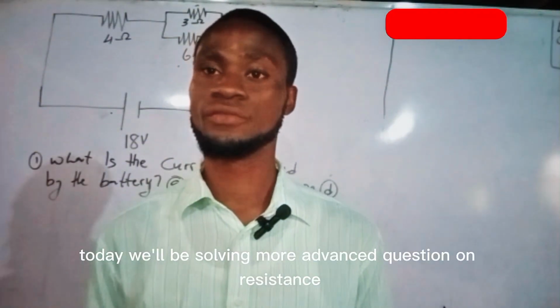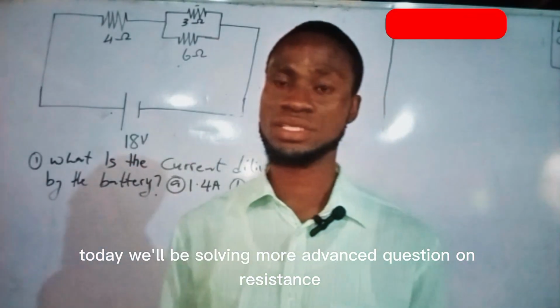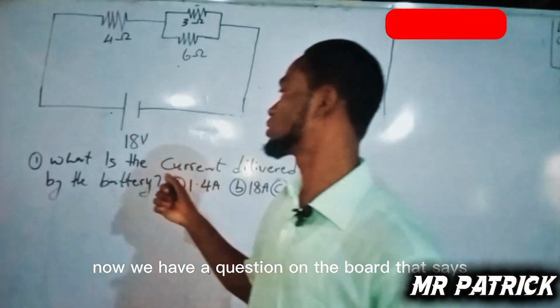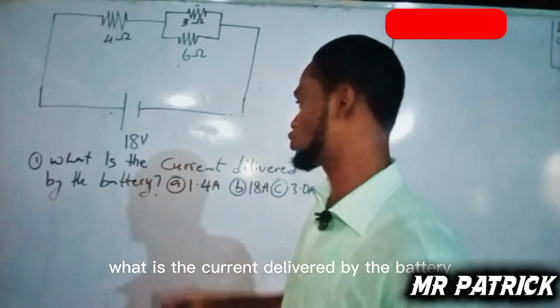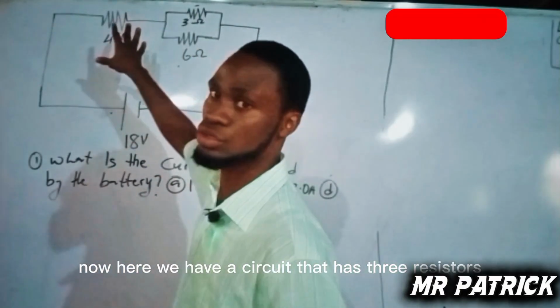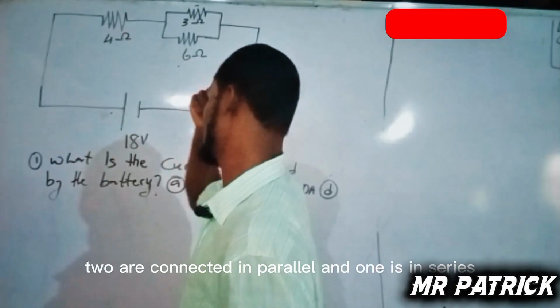Today we'll be solving a more advanced question on resistance. Now, we have a question on the board that says, what is the current delivered by the battery? Here we have a circuit that has three resistors. Two are connected in parallel and one is in series.